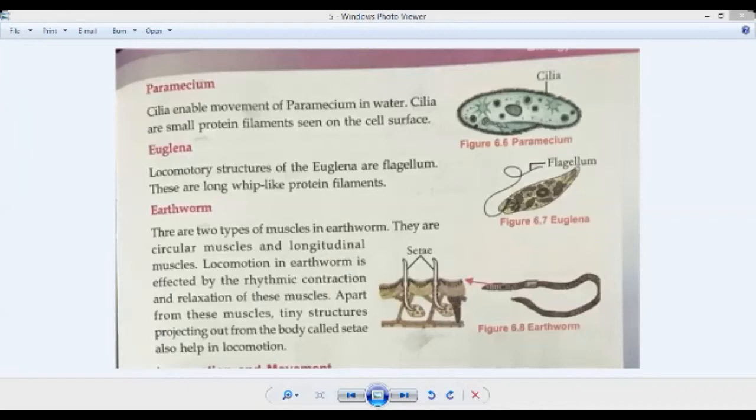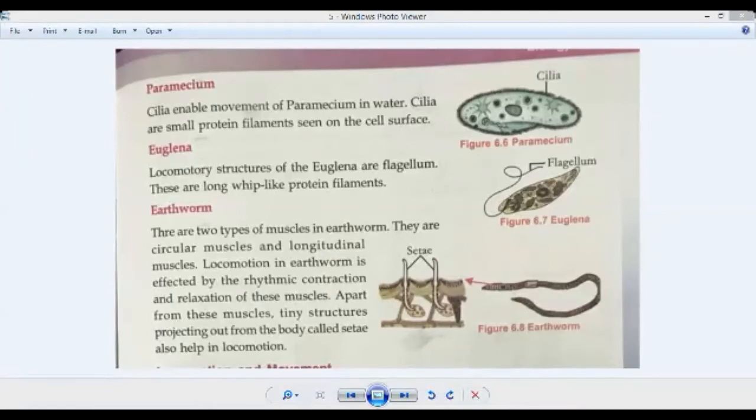Then comes the earthworm. There are two types of muscles in earthworm: circular muscles and longitudinal muscles. Locomotion in earthworm is effected by the rhythmic contraction and relaxation of muscles. So during the movement, the muscles will contract and relax. With the contraction and relaxation of these two kinds of muscles, locomotion or movement is possible in the earthworm.